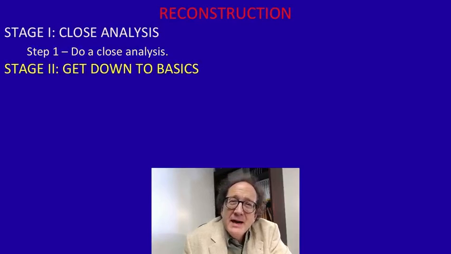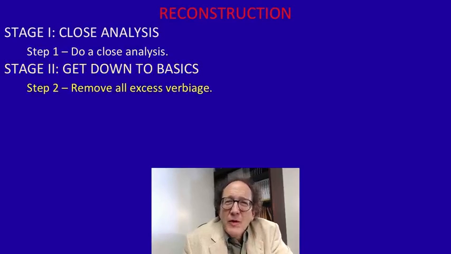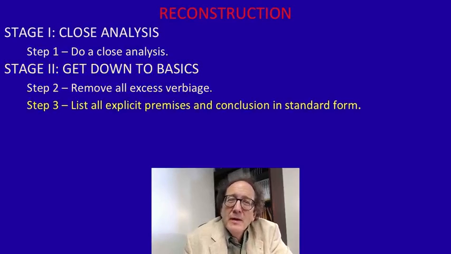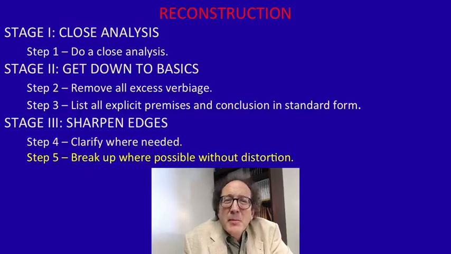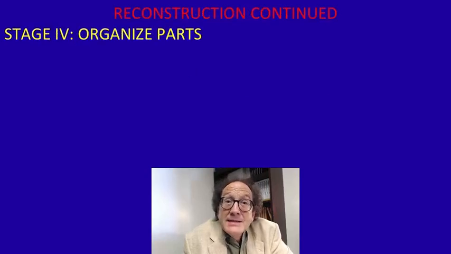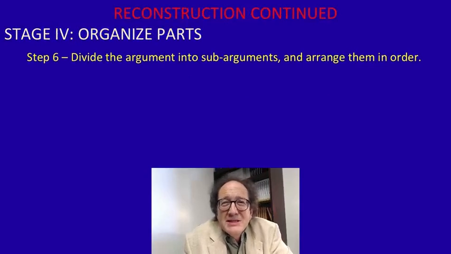The second stage is to get down to basics. That is to remove all the excess words and focus on the premises and conclusion that really make up the argument, and then put those into standard form. The third stage is to clarify those premises. They're not always going to be as clear as you like, and that's going to take some work, and it's going to include breaking them into parts. And then the next stage is to take those parts and organize them, to put them in order so you can see how the argument flows from one part to another.